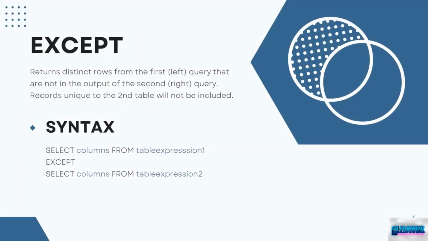The except operator returns distinct rows from the first, left query that are not found in the second, right query. As we can see from the Venn diagram, it removes the results that are shared between the tables or queries and only retains those that are unique to the first table. Records which are unique to the second table will not be included.